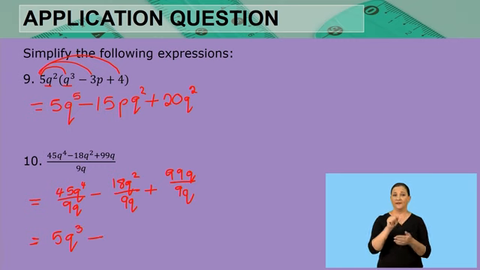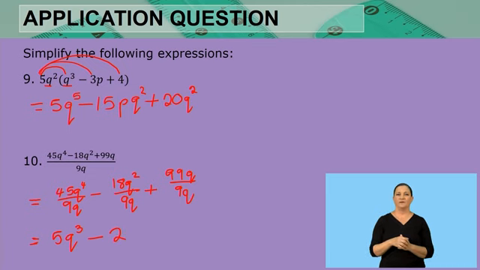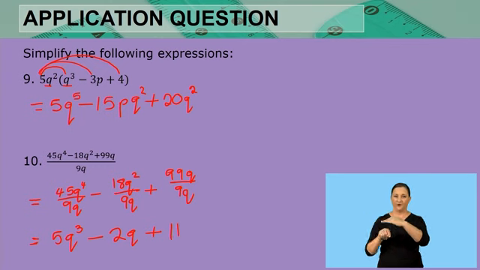Minus, then we have 18q squared divided by 9q. So 18 divided by 9 is 2. And when we look at the variables, we have 2 minus 1, and that is just the q. Then we are adding, we have 99 divided by 9, that is 11. And then we have q divided by q, they are the same, they become 1. So this is my final answer, 5q cubed minus 2q plus 11.